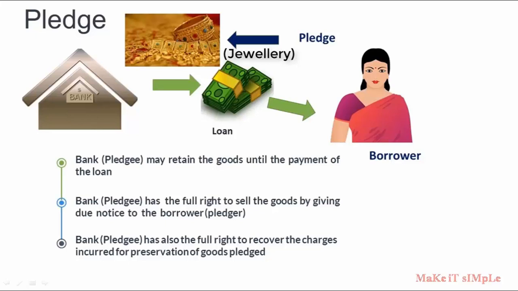So this gold will remain in the bank until you repay the loan. The bank has the full rights over this gold or any goods you keep. You are taking gold as an example, but it applies to any goods you keep. So if you are not repaying the loan, they will sell off the gold or the goods which you have kept as a security or collateral, and they will recover the money which you have to pay by selling those goods.